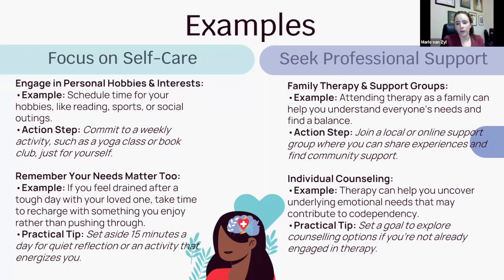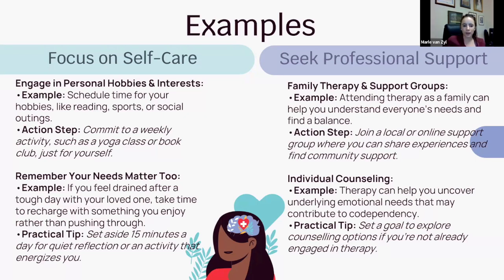Okay. The next one on breaking the cycle of codependence is focus on self-care. So if you think back on what we said in the beginning around how we feel guilty when we focus on self, which can be a symptom of codependency, it's of vital importance to engage in personal hobbies and interests. So an example would be to schedule time for your hobbies like reading, sports, or social outings. And an action step that you can take is to commit to a weekly activity. Maybe go for a yoga class or go to book club, where you can just be yourself and enjoy yourself.